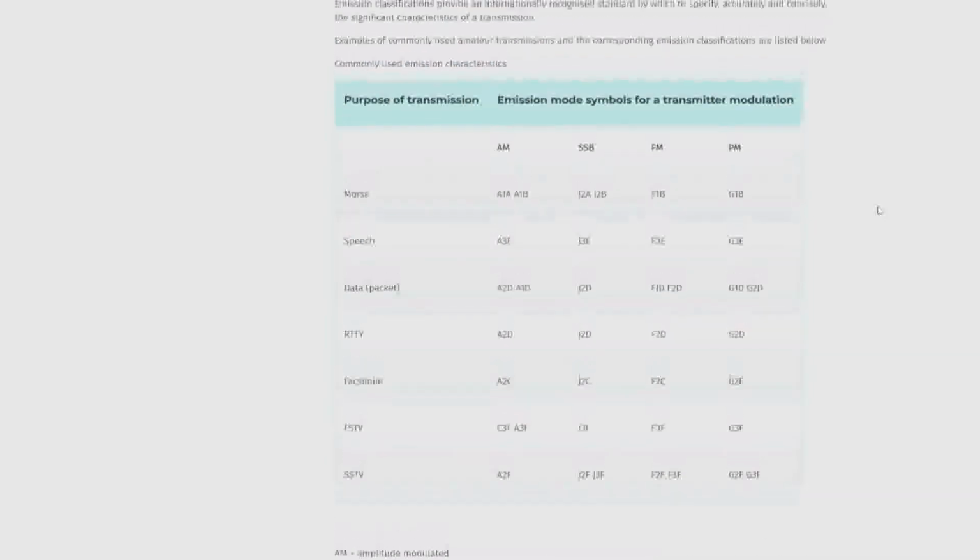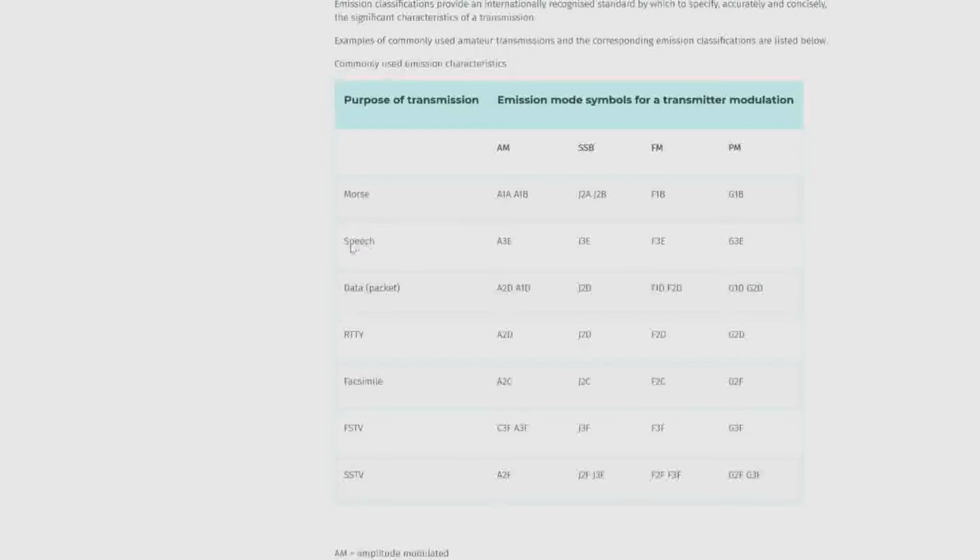emission modes. Emission modes are the types of emissions that radio amateurs use, and you would be familiar with terms like AM, amplitude modulation, single sideband, FM, and pulse modulation. You may not be familiar with that one, but AM, SSB, and FM you would be familiar with. Morse code, the code for Morse code is A1A.